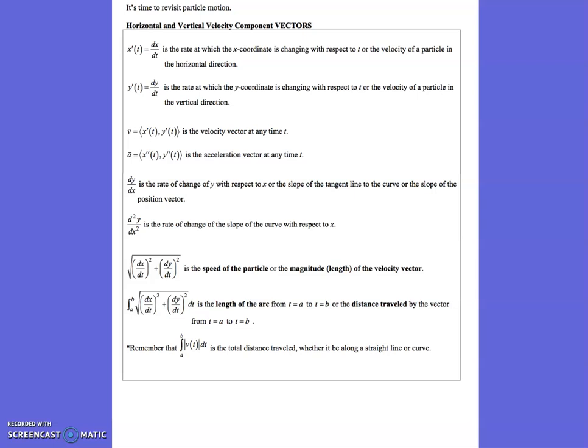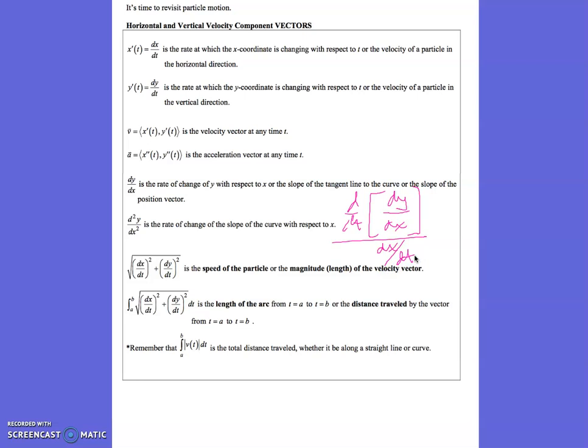d2y dx2. So be careful with that formula. Remember that this is d dt of dy dx divided by dx dt. So make sure you're careful with that formula.